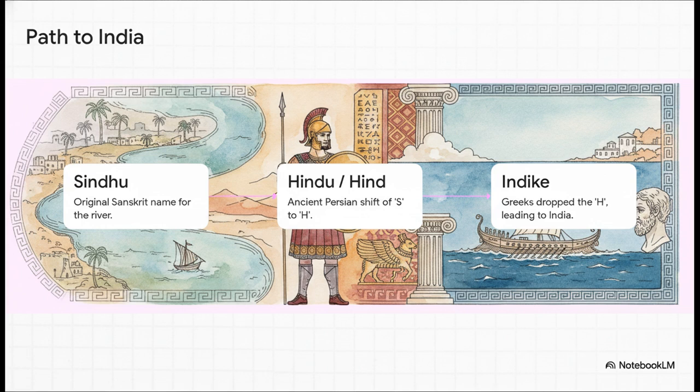Step 3. Later on, the ancient Greeks came into contact with those Persian records, and eventually the land itself. But the Greek language doesn't naturally accommodate that hard H sound at the beginning of words, so they just dropped it entirely. Hindu became Indoi or Indique, referring to the people and the land of the Indus. And it's from Indique that the Latin word India was eventually born.